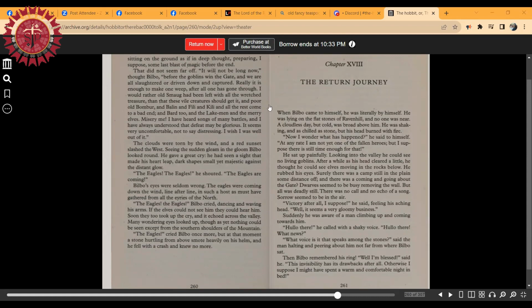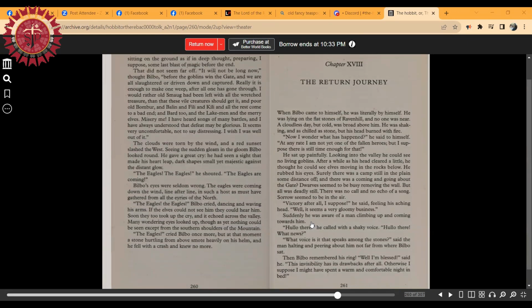Chapter 18, The Return Journey. When Bilbo came to himself, he was literally by himself. He was lying on the flat stones of Ravenhill, and no one was near. A cloudless day, but cold, was broad above him. He was shaking, and as chill as a stone, but his head burned with fire. "Now I wonder what has happened," he said to himself. "At any rate, I am not yet one of the fallen heroes, but I suppose there is still time enough for that." He sat up painfully.